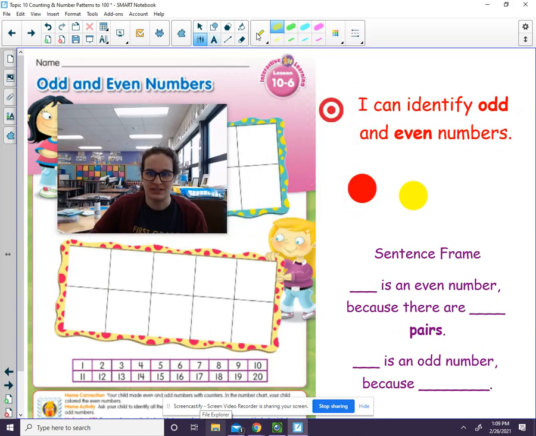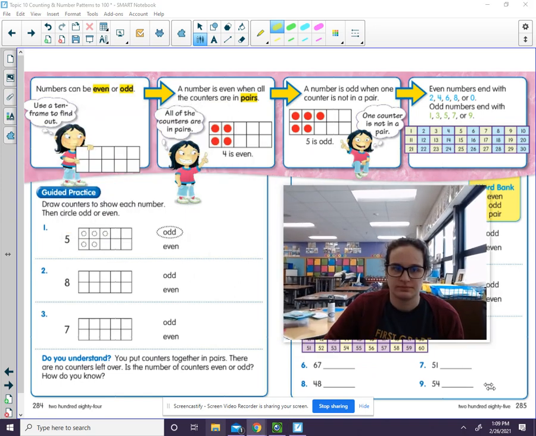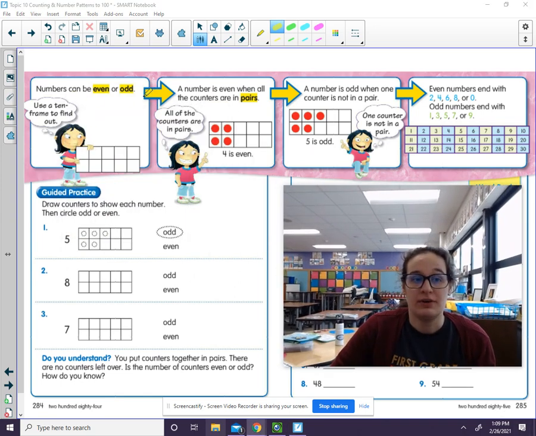We will be working today on identifying odd and even numbers, which relates to groups of 2. That can help us. We're going to keep that in mind. So numbers can be even or odd. We can use a 10 frame to find out. Now we're going to use the 10 frame a little differently than what we've ever done before. A number is even when all the counters are in pairs. So like with the shoes, they're together.